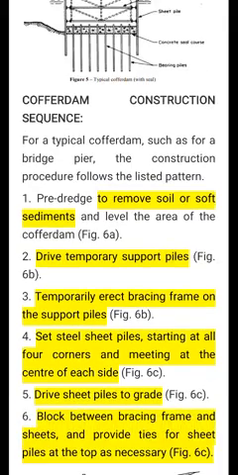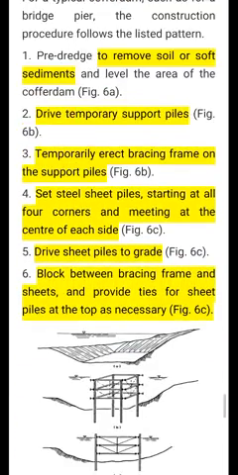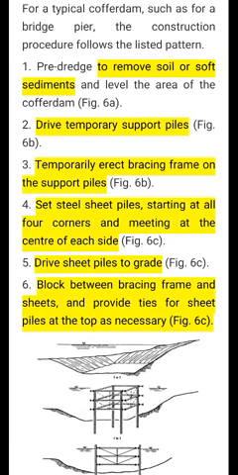First of all, removal of soil; you can see the picture in A. Remove soft sediments wherever we want the site, and level the area of the cofferdam. Next step is to drive temporary support piles to work on. Third step will be to erect temporary bracing frames on the support piles. Fourth step is to set steel sheet piles starting at all four corners and meeting at the center of each side.